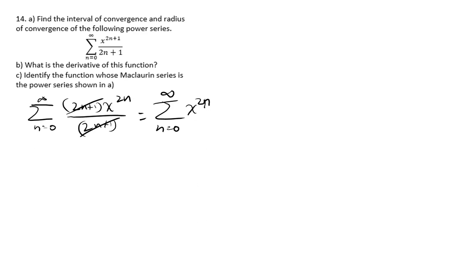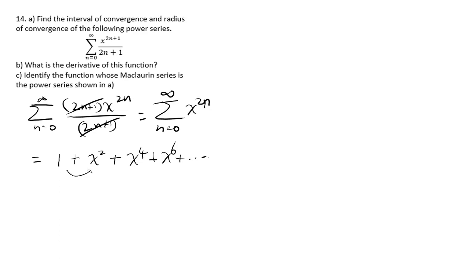Okay, now part C. Identify the function whose Maclaurin series is the power series shown in A. Okay, so what kind of power series, what kind of function will have Maclaurin series exactly equal to this? Well, part B is a hint. See, this one is a very simple summation. If you write them out, when n is 0, you get 1, because anything to the 0th power is 1, plus, when n is 1, you get x squared. When n is 2, you get x to the 4th. When n is 3, you get x to the 6th, so on and so on.